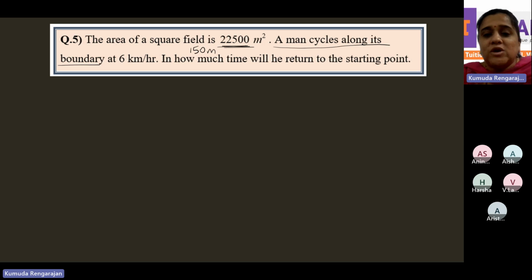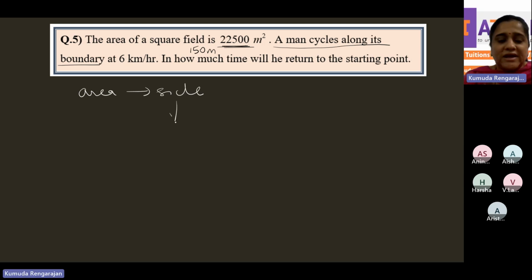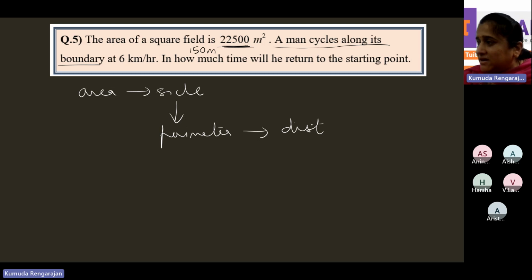In how much time will he return to the starting point? He goes only 1 round. When will he return to the starting point? So let's write out whatever is given here. We are given the area. From area, what can you find? Side, correct? And using the side, can you find the perimeter? Yes, you can. And what is the perimeter? It is the distance covered by the man in going 1 round around the square field.